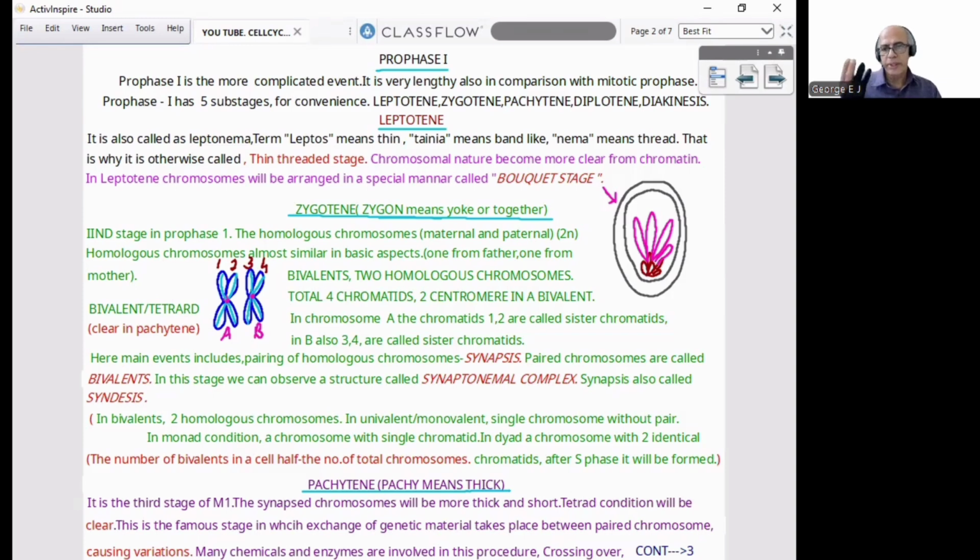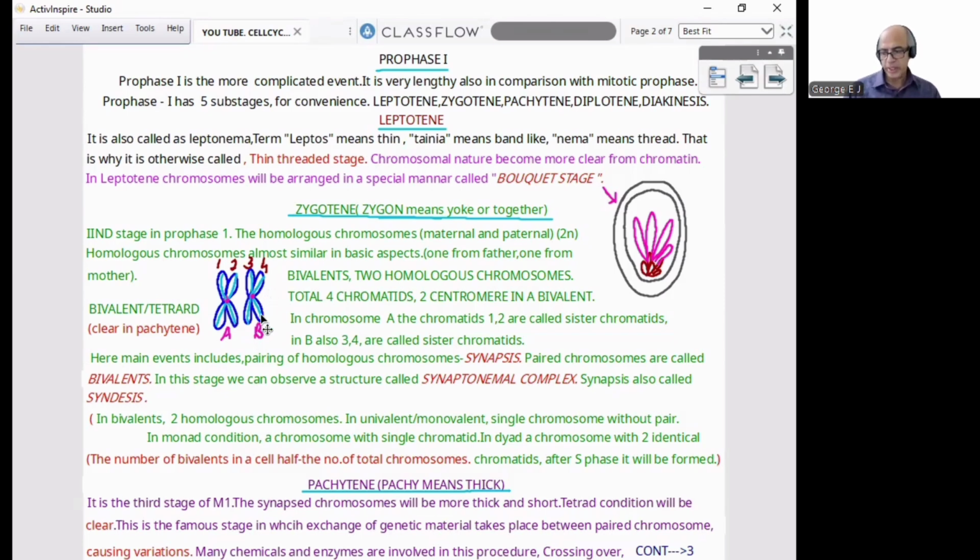Total 4 chromatids. So bivalent means 2 chromosomes, they are homologous. Total 4 chromatids, 2 centromeres in a bivalent. So bivalent is the same as homologous chromosomes, one from father, one from mother. We only take 2 homologous chromosomes as a bivalent. And in a bivalent, there will be 2 chromosomes, 4 chromatids, 2 centromeres. This is a bivalent or tetrad. Next, in chromosome A, we can find chromatids 1 and 2. These 2 are chromatids of chromosome A, and they are called sister chromatids. Same with chromosome B, 3 and 4 are called sister chromatids.